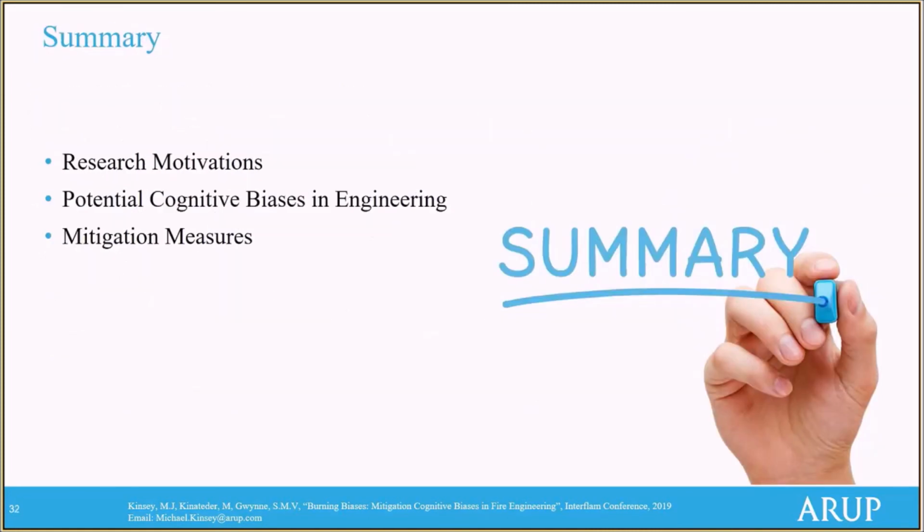So in summary, we've talked about some of our research motivations, potential cognitive bias in engineering, and some of the mitigation measures. These mitigation measures, like the cognitive biases, are by no means exhaustive. Perhaps you can think of some of your own ways to mitigate cognitive biases in the decision-making process. It's also important to highlight that a lot of this work, or all of this work, hasn't been specifically based on any empirical data collected within engineering itself. So adoption of any mitigation measures should be tested initially to identify if it's going to have the desired impact.